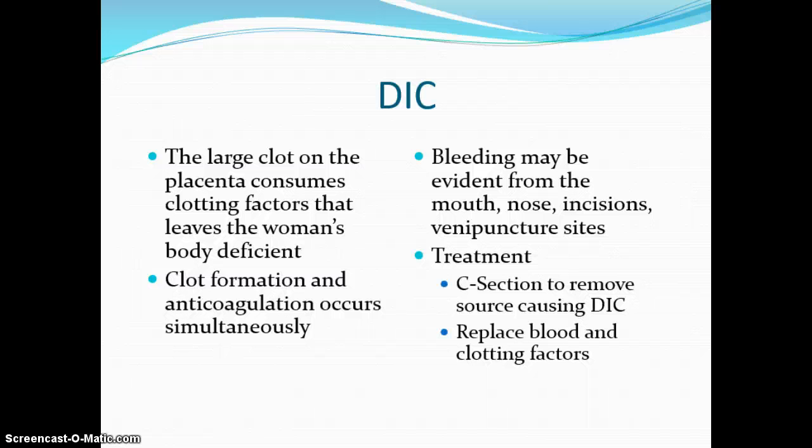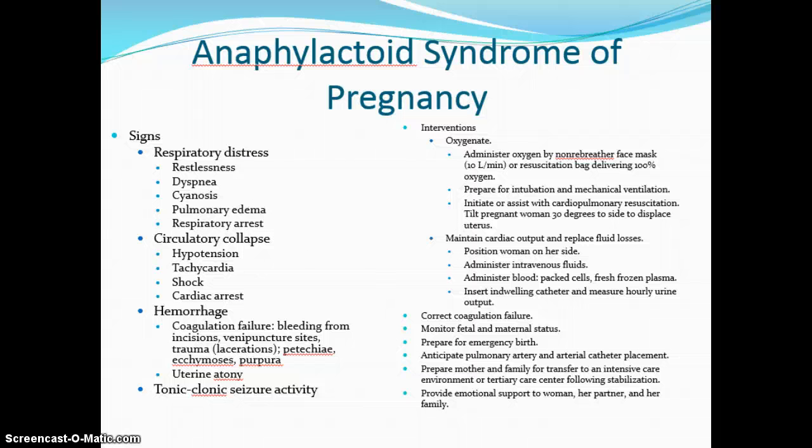This information is found in chapter 14 of your textbook. The anaphylactoid syndrome of pregnancy is on page 522 under emergency care. This lists the signs, interventions, what we want to see occurring. When we're talking about anaphylactoid syndrome of pregnancy, oftentimes it's obviously going to be emergency to save the mother and the fetus's life. So we do prepare for emergency birth, but your signs are listed out up here as well as interventions that you will be doing.